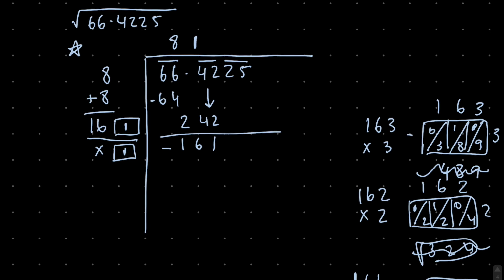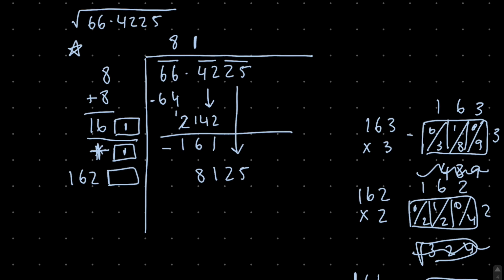Now let's subtract that. So 2 minus 1, that's 1. 4 minus 6, can't do, carry, borrow. So that gives us 8. And 1 minus 1, well, we can't do that. So now we bring down 25. Okay, moving to the side. 161, well, what we did is we multiplied that one by 1, so we need to add that together. So that gives us 162. Now leave a blank space to the side.